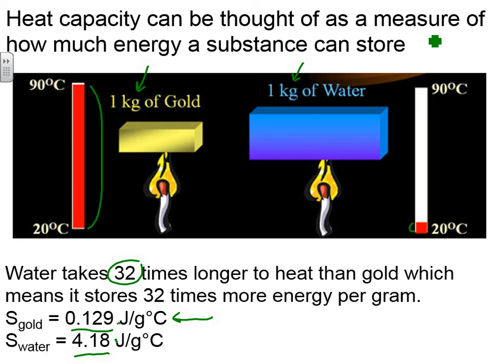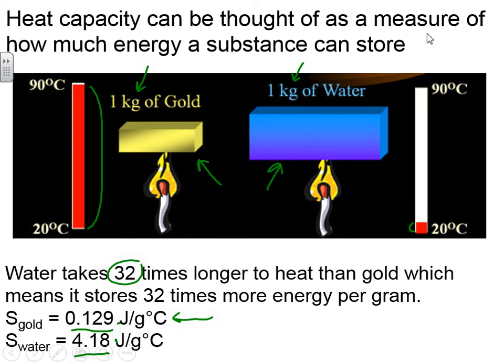All metals, as you'll see, will have a low heat capacity, and that's because metals are good conductors. This makes sense. If gold is a really good conductor, which it is, it will pass the heat right along. It will not keep it, it will not store it. But water actually can store heat quite well.